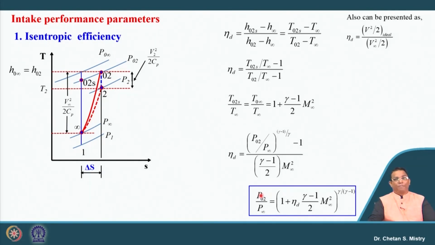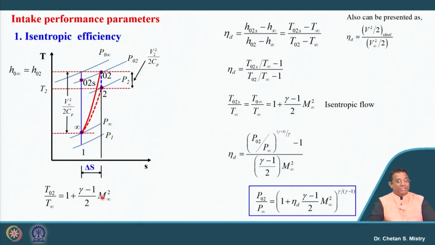Now, this represents how my pressure is changing. If you recall, I was discussing that we are looking for my static pressure to be higher, and my total pressure loss to be minimum. That means our major concern is with the pressure. What is happening with the temperature? If I write down the temperature equation, my T02 by T infinity is given by 1 plus gamma minus 1 by 2 M infinity square.